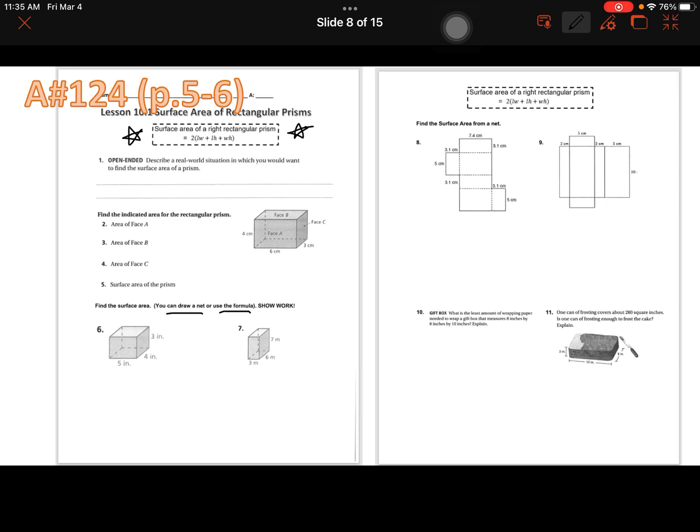On the back, number 8 and number 9, you have a net drawn. So you can use the formula, or you can just break it up and find the areas of each one and then go from there. Okay, and then you have a couple of problem-solving questions, once again. Sketching a picture on those is sometimes helpful. So that is your homework, and have a good day.